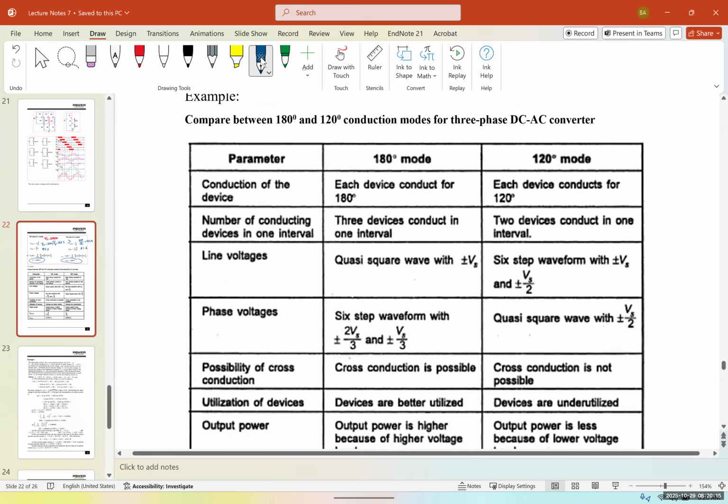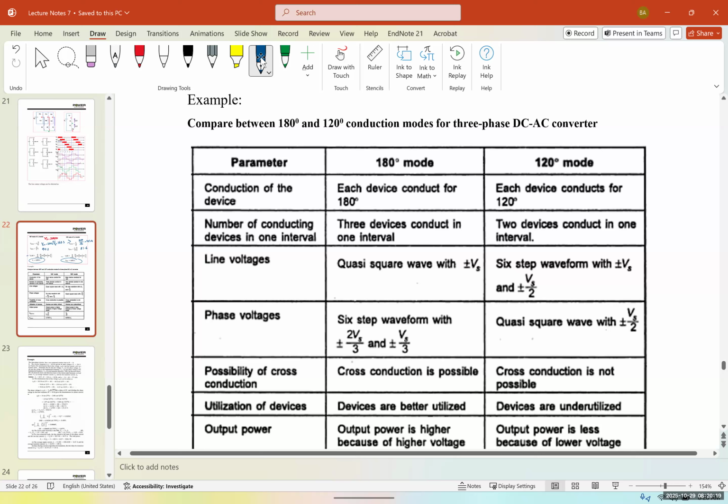Now, this is an interesting comparison, and I want you to understand this table because you're going to have questions from this on your exam as well. This is a comparison between the 120 and 180 degree conduction modes for three-phase DC-AC converters. On the first column, you see the parameter. The second column is the 180 degree mode, and the third column is the 120 mode.